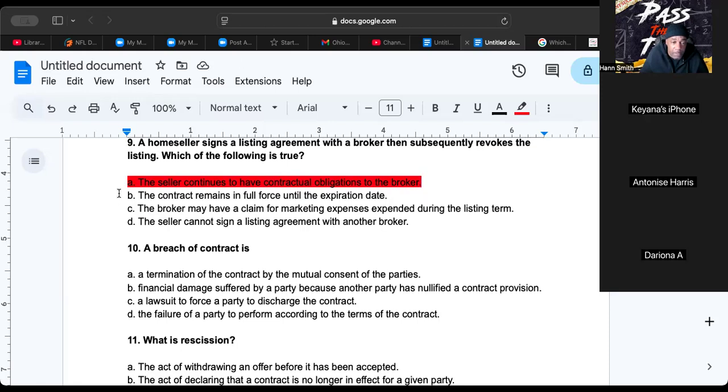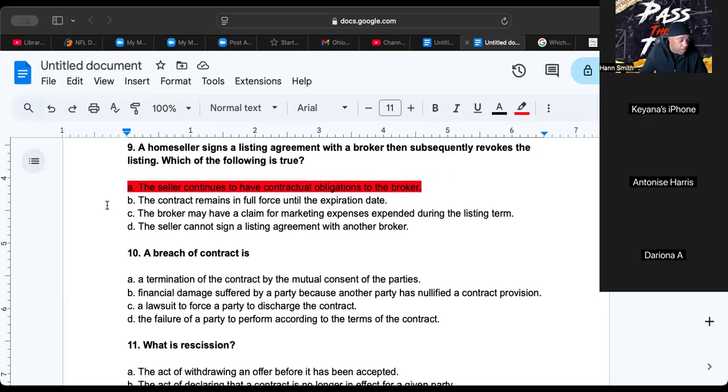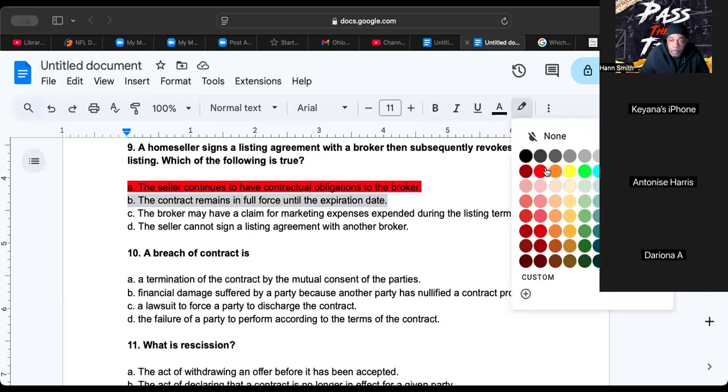So we still got A, the contract remains in full force until the expiration date. B, the broker may have a claim for marketing expenses expended during the listing term. And D, the seller cannot sign a listing agreement with another broker. Let's get rid of one more. Get rid of B, maybe? I like that because this one eliminates this one to me. These are almost the same thing. The contract remains in full force until the expiration date. The seller continues to have contractual extra. If we got rid of that one, we can get rid of this one too. Both of those can't be right.